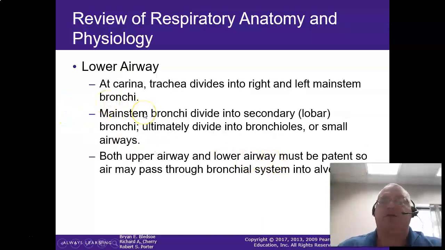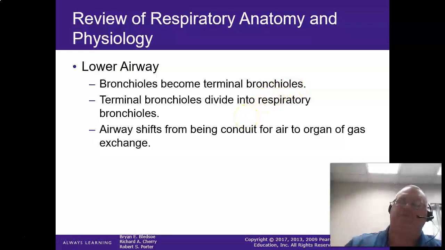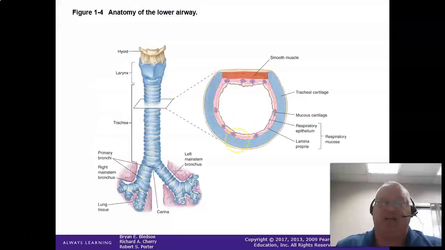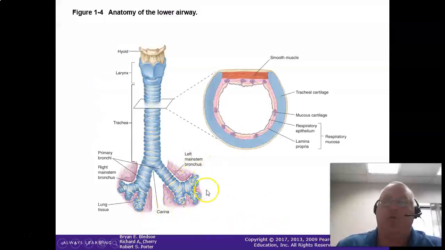So your lower airway, the carina will break off the left and right main stems. We like the right main stem a lot because that's usually where the ET tube goes if you put it in too far. Again, they start to divide into secondary bronchi, and then bronchioles, and then your small airways, and then back up into the alveoli. Your bronchioles become terminal bronchioles, and the terminal bronchioles divide into respiratory bronchioles, and that's where your airway shifts from an air conductor to an organ of gas exchange. So the gas exchange happens way, way, way deep in, all right?